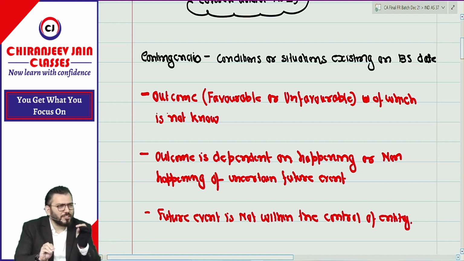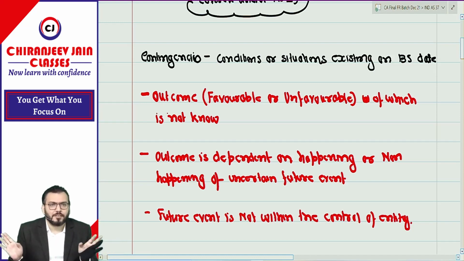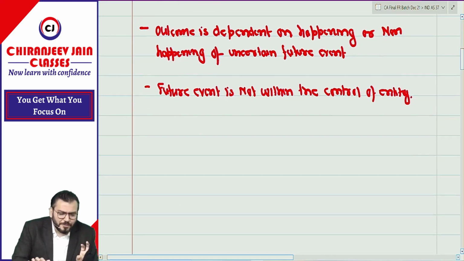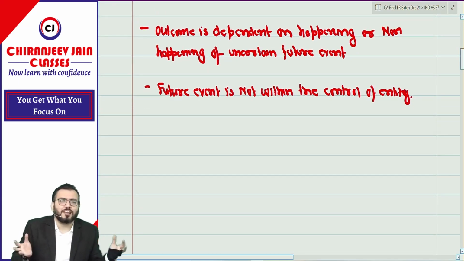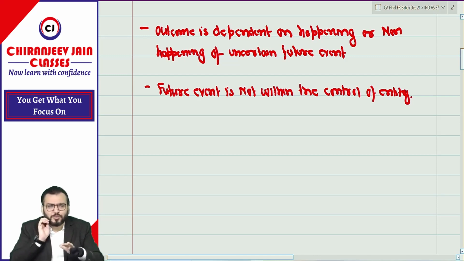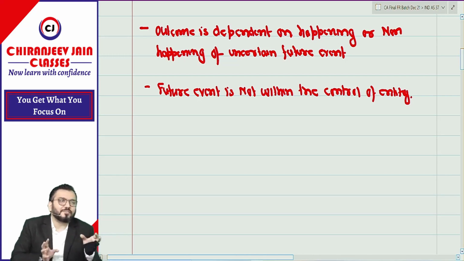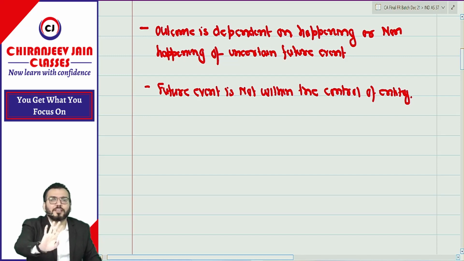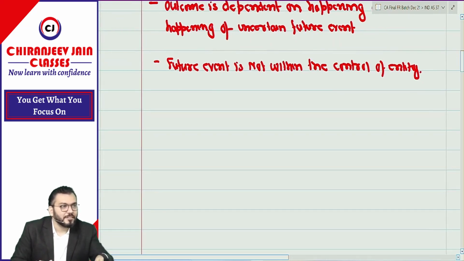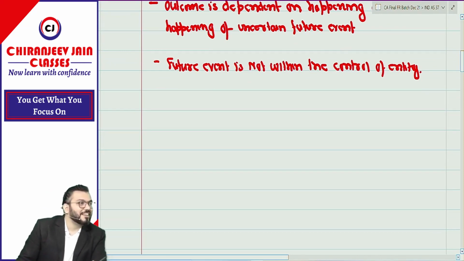You may relate the definition with some example. Let me give you a very basic example of our life. I will not come to the accounting example. I will take a few life examples, student life examples. Let me take two examples. You will be able to understand the entire meaning of contingencies. So let us create some contingencies in the life of a student.